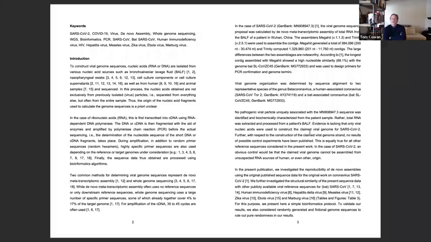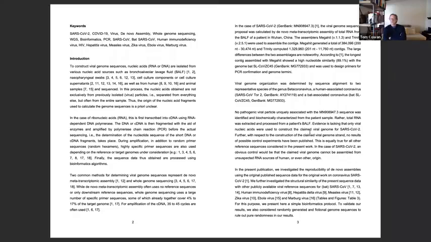In other words, no, there is no example of this whole genome in the BALF fluid of the patient. It was not found in the fluid of the patient. That should be clear. Just like you cannot find the virus particle in the solution, you cannot find the whole genome. Rather, the total RNA was extracted and processed from the patient's bronchial fluid. Evidence is lacking that only viral nucleic acids were used to construct the claimed genome for SARS-CoV-2.